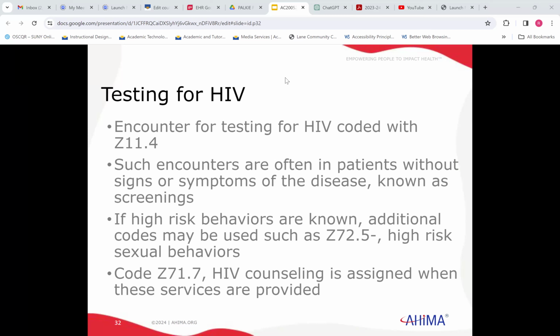And again, we have encounters for HIV testing, which is Z11.4, main term encounter. And if they're high risk sexual behaviors, we would use the additional codes such as the Z72.5 subcategory. And if that results in counseling, it's going to be the HIV counseling, Z71.7.